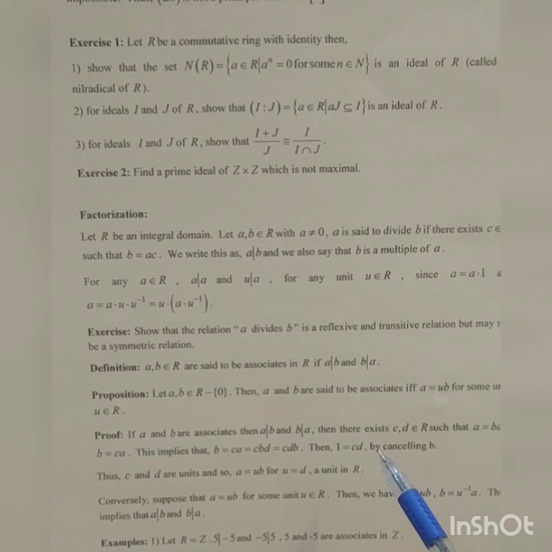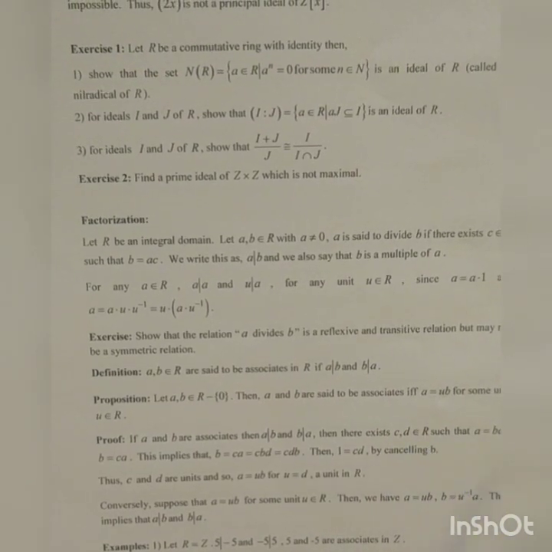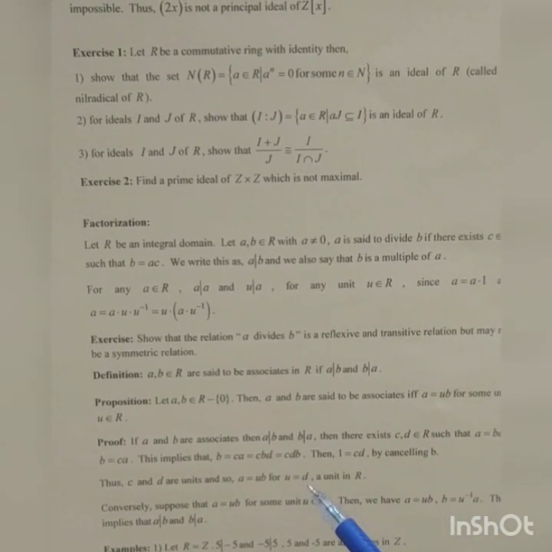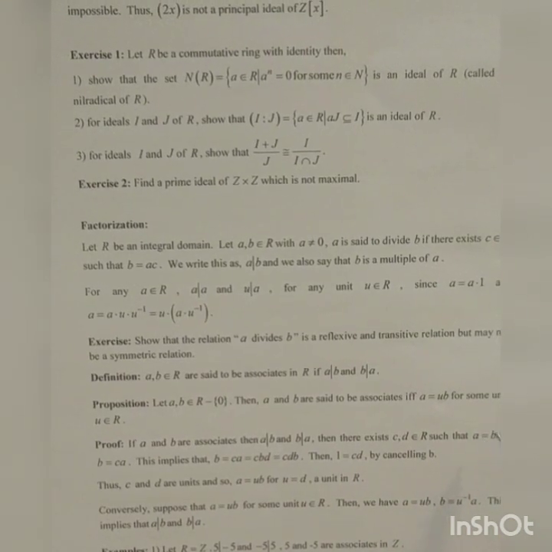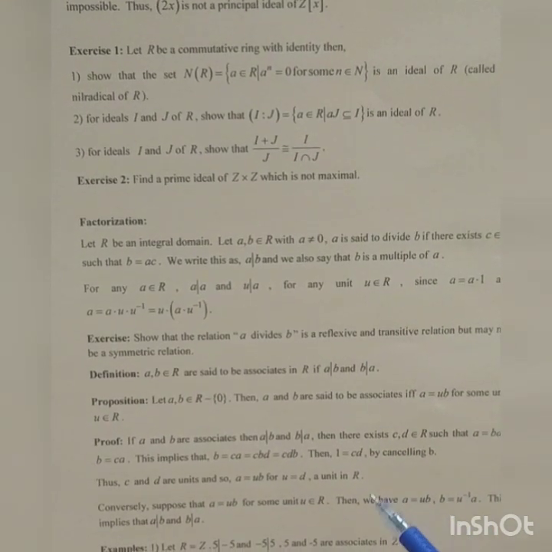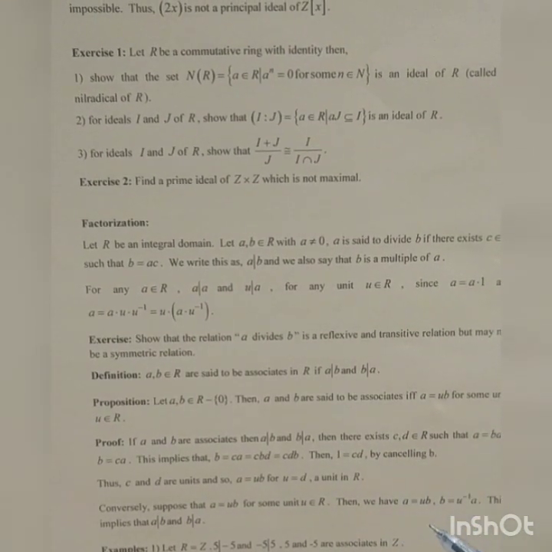That means C and D are units. So let's say D is equal to some U. Then this will be of the form A equal to U into B, where U is a unit in R. That is the required answer.